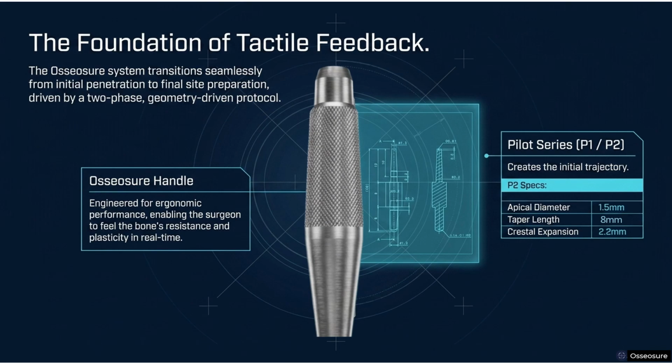P1 is used mostly in harder bone. P2 is used in softer bone. In hard bone, you may use P1 first, then P2 subsequently. In soft bone, after P2, you can directly progress to your final osteotome. It can be C3.6 or C4.0.